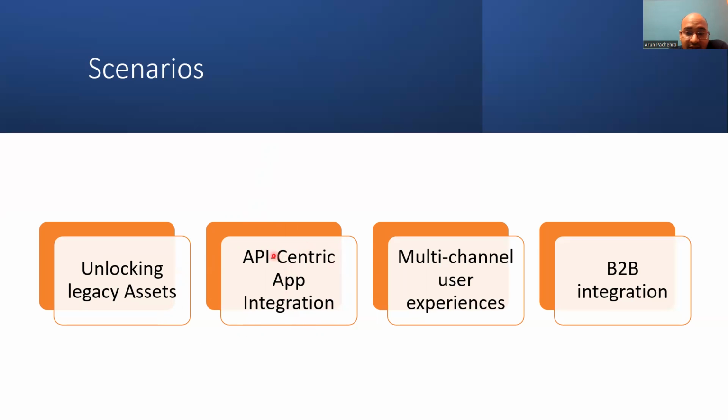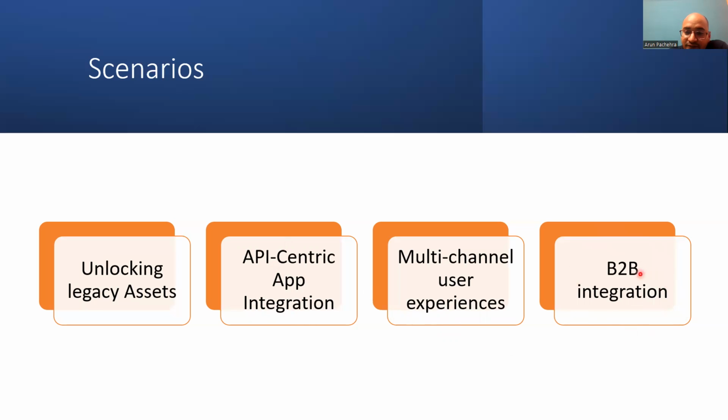The next scenario is API centric app integration. APIs are easily consumable, standard-based, self-describing mechanisms for exposing and accessing data, applications, and processes. They simplify and reduce the cost of app integration. That is one of the scenarios. And this one is interesting. Multi-channel user experiences. Yes, APIs are frequently used to enable user experiences such as web, mobile, wearable, or Internet of Things applications. Reuse APIs to accelerate development and ROI.